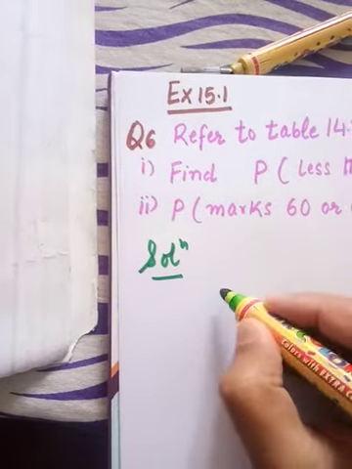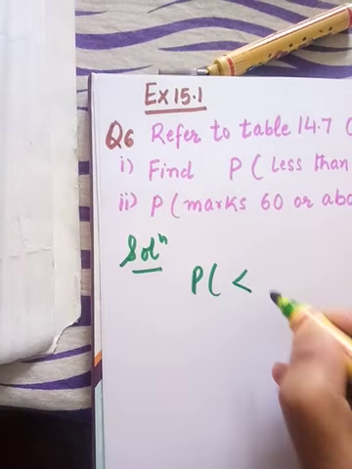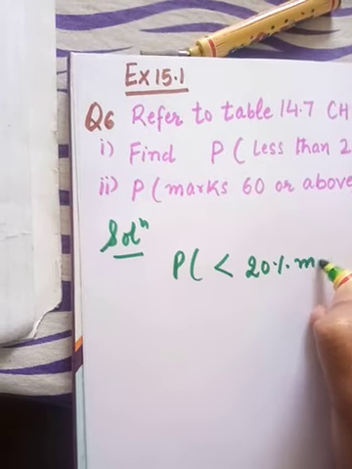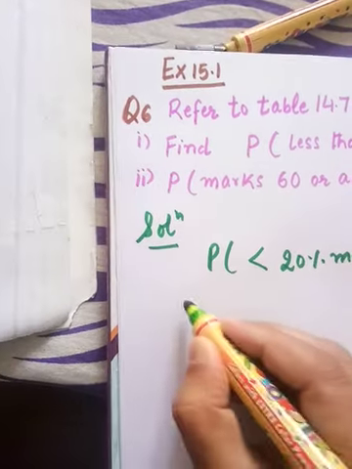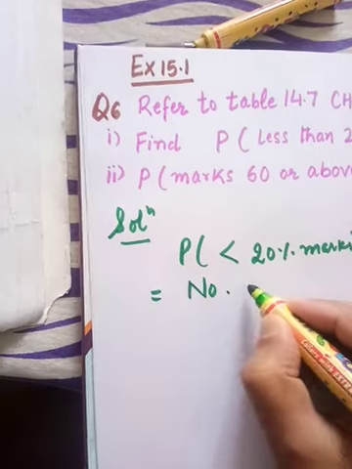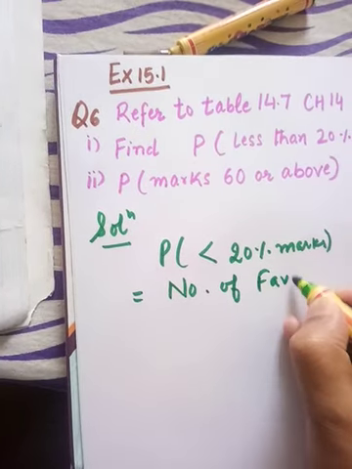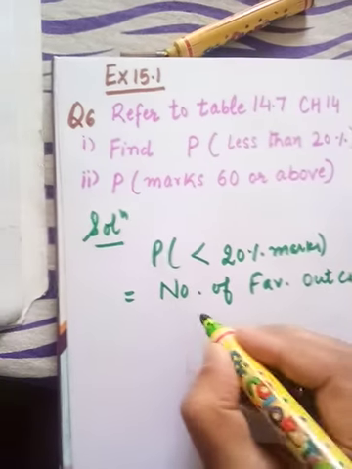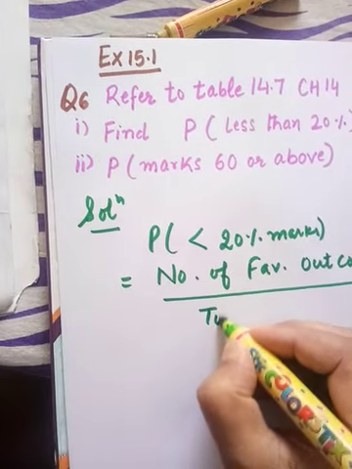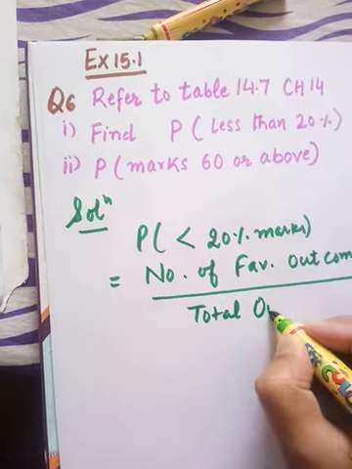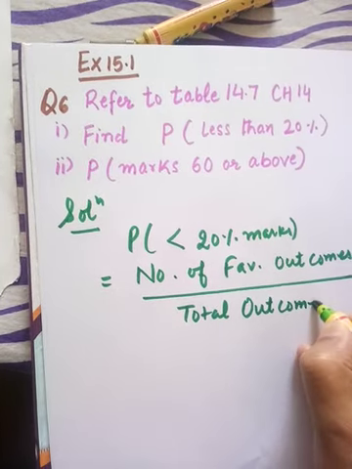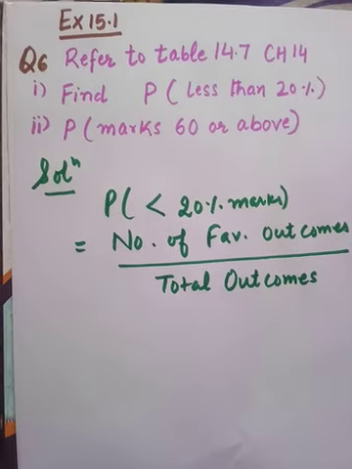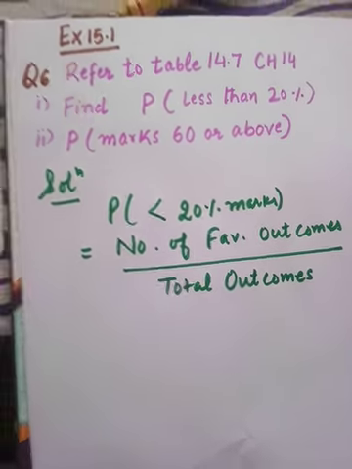We have to find the probability of less than, this is the symbol for less than, 20% marks. So that is equal to the number of favorable outcomes upon total outcomes. So children, as I have told you, the result of any experiment is called an outcome. So how many are favorable outcomes here?